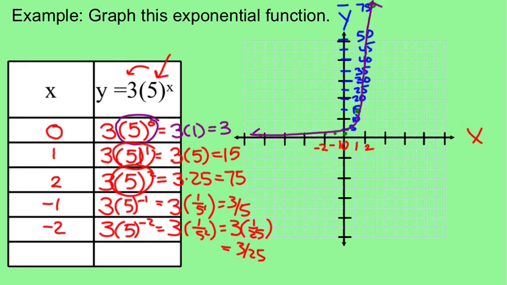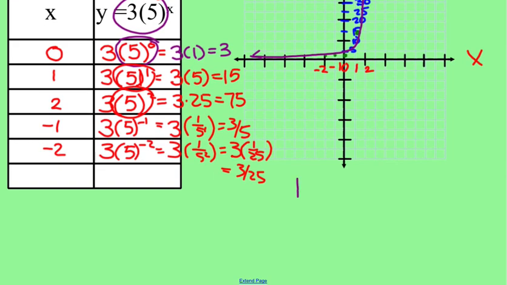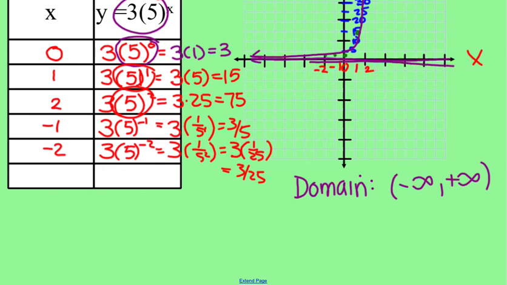Notice it moves at a faster rate. We have these two numbers that make a big difference from that first example. It's going to increase at a faster rate. Our domain and range are the same as the first example. The domain is all real numbers, and the range is everything above this line right here. So the range is y is greater than 0.